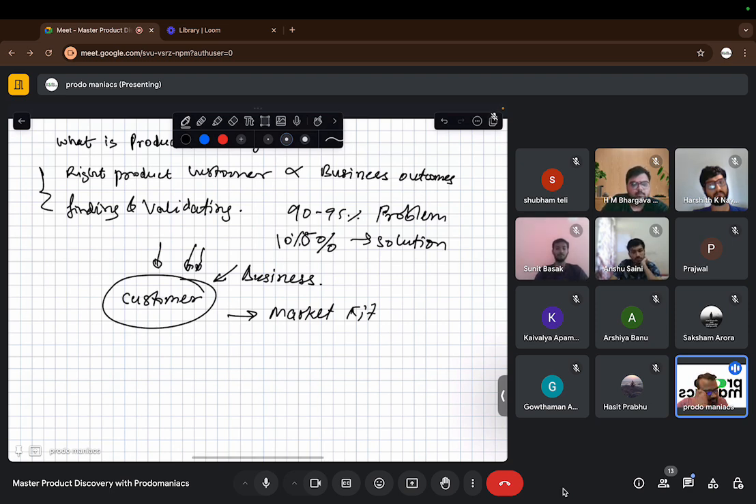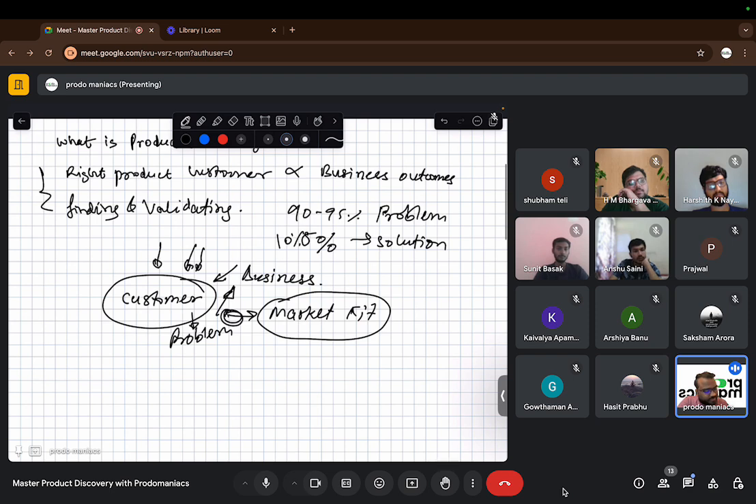Okay. If your customer's problem also aligns with the business outcome, and whatever you're trying to build is also aligning with the product market fit, that makes more sense to build. Okay. So product discovery is the figuring out stage, right? And product delivery is mostly what you are going to build. So one stage is figuring out, and another stage is what you actually want to build.